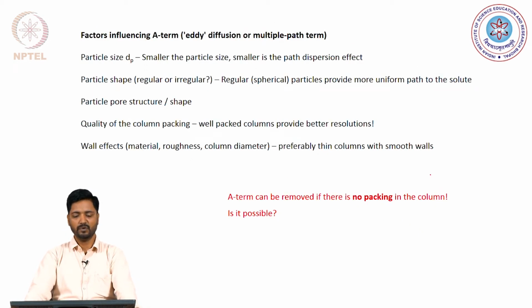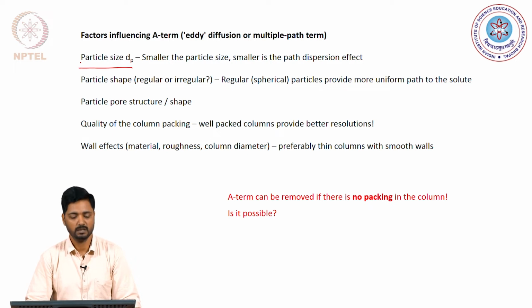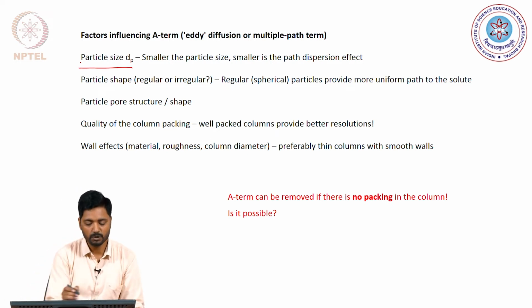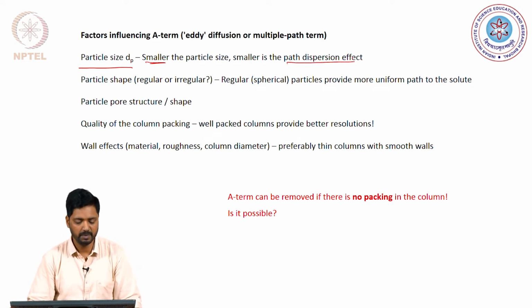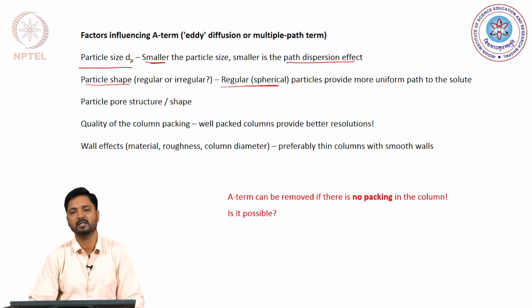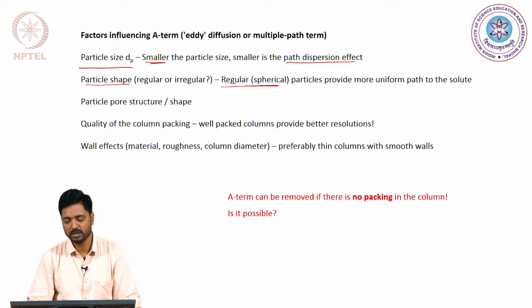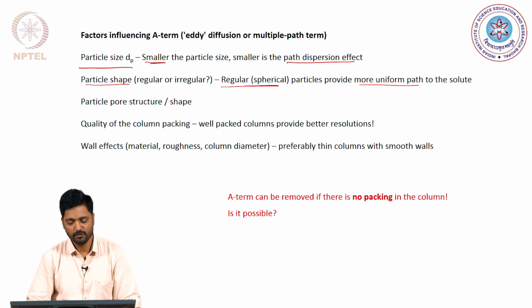What are the factors that influence our eddy diffusion term or the multiple path term? Of course, we discussed that the particle size has a very clear and major influence on the eddy diffusion term, and we would want to utilize smaller particles so that the path dispersion effect is minimized. Now, another point to be considered is the shape of the particle. We would want to be dealing with regular spherical particles of very uniform size, which are monodisperse in our terminology, because they provide a uniform path to the solute. So, the path differences are minimized if our particles are monodisperse and uniform.